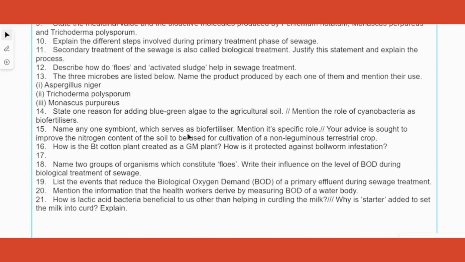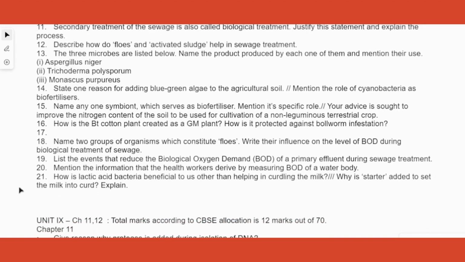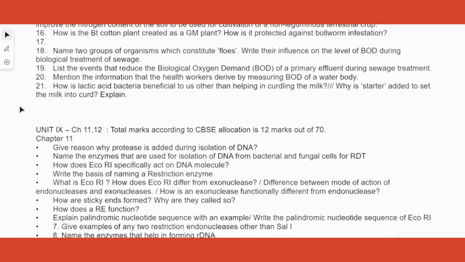Very important question: BOD, GM plant, PT cotton. All those are very simple. If you understand it once, you will know that these don't take much time to study, and you're not going to skip that, please. Coming to Unit 9. Unit 9 has chapter 11 and 12.